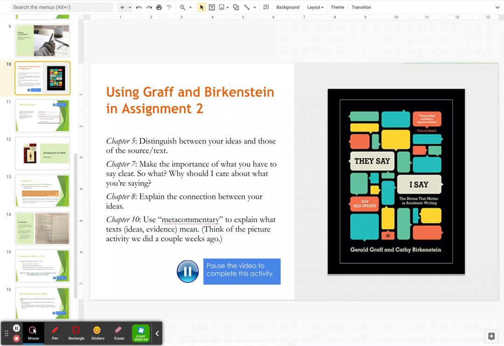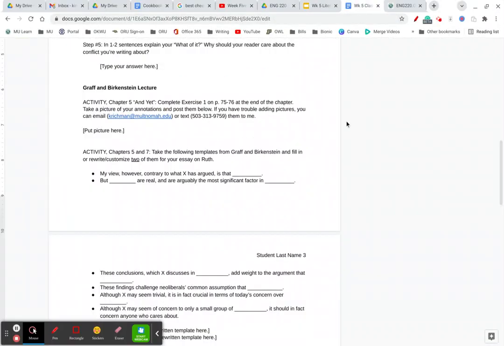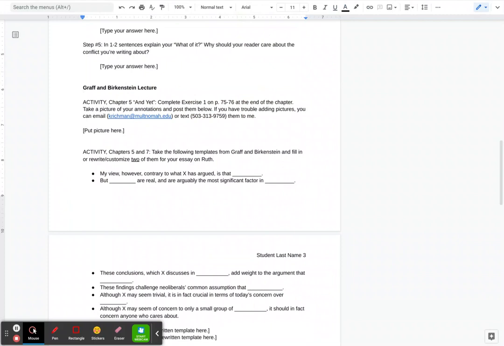In chapter 5, they're going to cover how to distinguish between your ideas and those of the source or a text that you're using. So that applies to assignment 2 because you're using other sources. So, what I want you to do in the worksheet is an activity that you can find in the Graf and Birkenstein book. In my copy, it's on page 75, but it's the exercise that starts to see how one writer signals when she is asserting her own views and when she is summarizing those of someone else.